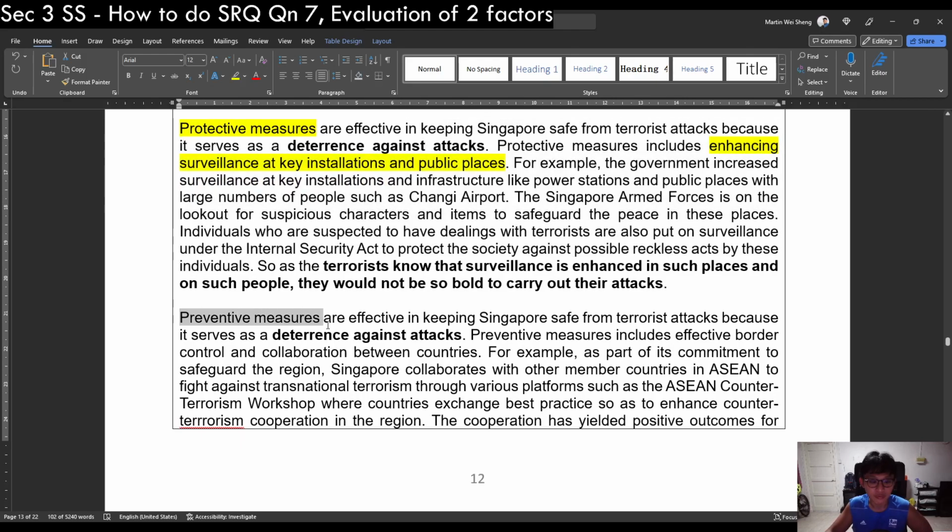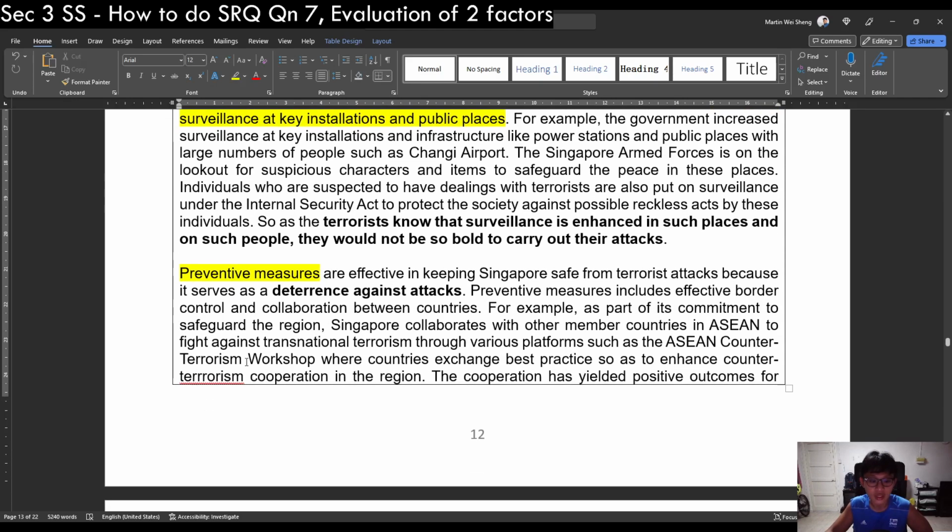Okay, so next factor, preventive measures. The preventive measures over here are your second factor. So preventive measures are effective in keeping Singapore safe from terrorist attack because they serve as a deterrence against the attack. So quite similar. Then the preventive measures include effective border control and collaboration between countries. So for example, as part of the commitment to safeguard the region, Singapore collaborates with other member countries in ASEAN to fight against terrorism.